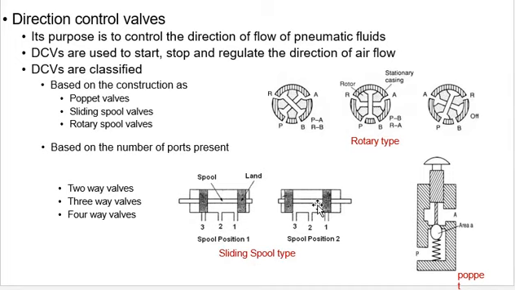If this spool is moving, now 2 is open to 3. Another type is the poppet type. When this pressure reaches the spring pressure, it will unseat and this P is open to A due to this poppet valve. So there are various types of valves depending on the construction.